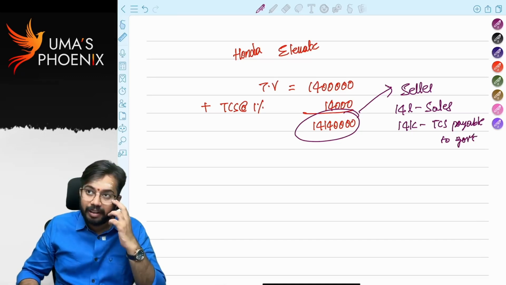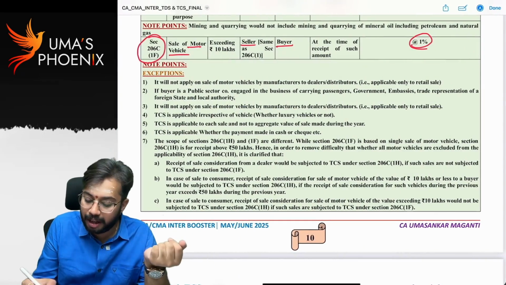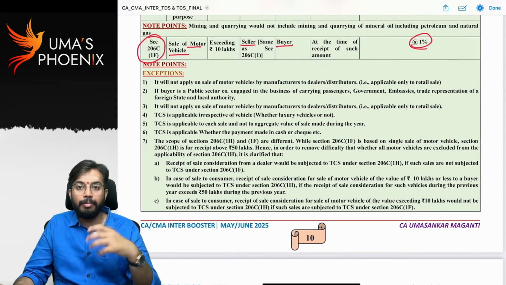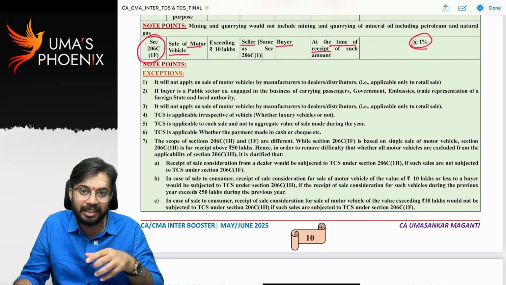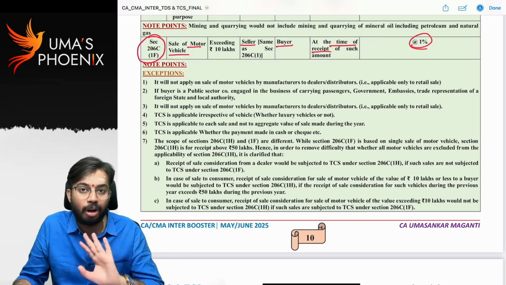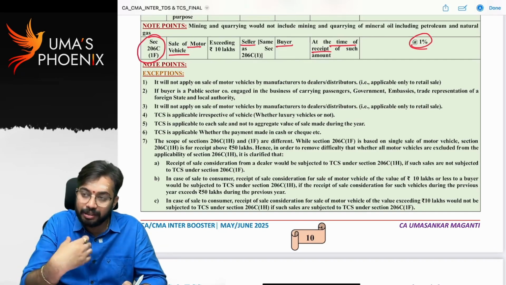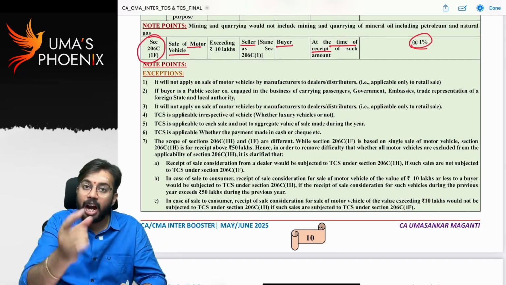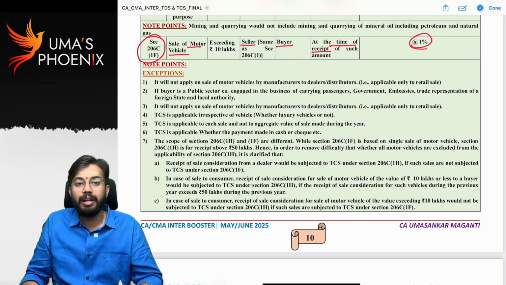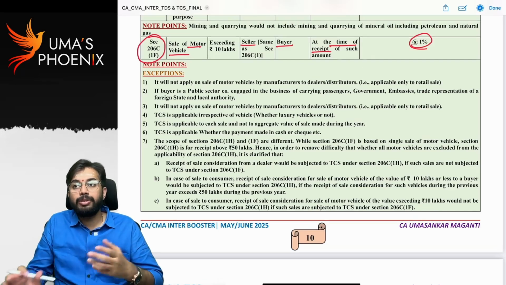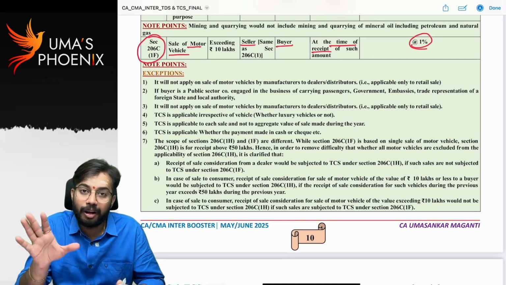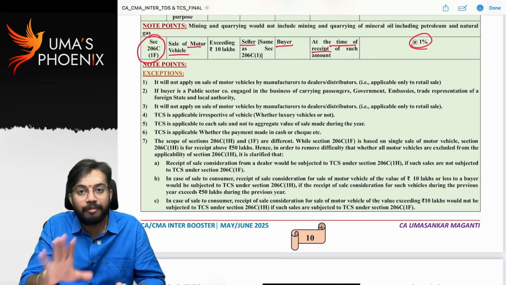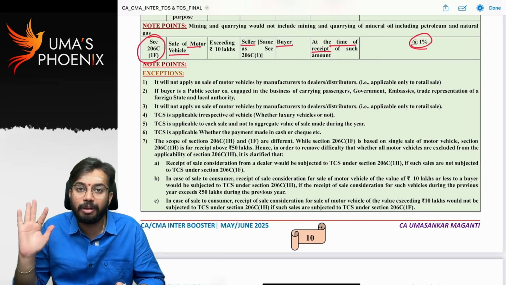Now, many students will get a doubt: when is TCS required to be collected? At the time of receipt of such amount, whenever the sale consideration on sale of motor car is actually received. See here, accrual basis is not applicable. Whenever the amount is received, additionally TCS is also required to be collected. Some students will doubt, sir, what if consideration is paid in 5 rupee coins? Even though consideration is paid in 5 rupee coins, still TCS is required to be collected.